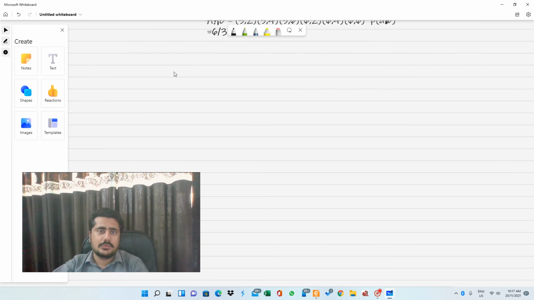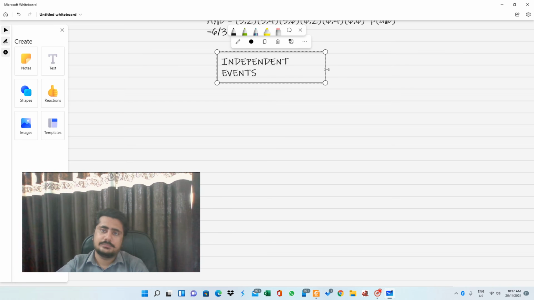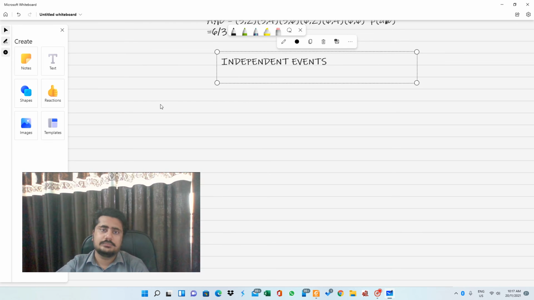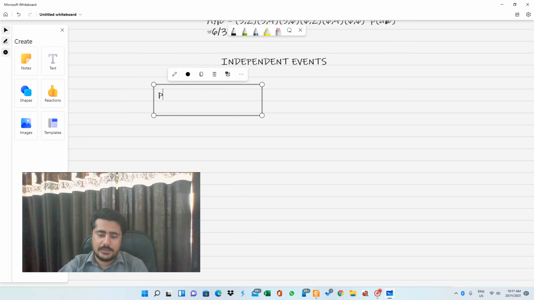See, now we have a small topic called independent events. Now, what you have to remember in an independent event? In an independent event, you remember P of A intersection B as P of A into P of B.